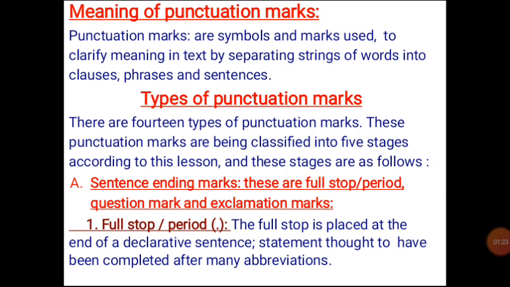That is, what do we understand by the word punctuation marks? Now, punctuation marks are symbols and marks used to clarify meaning in text by separating strings of words into clauses, phrases, and sentences. Like we know in English language, we have clauses, we have phrases, and we have sentences. But how do we indicate this part of a sentence? They are indicated by using the punctuation marks.